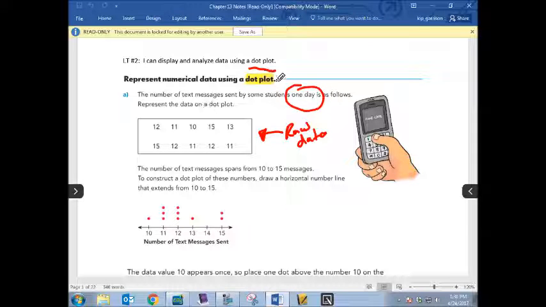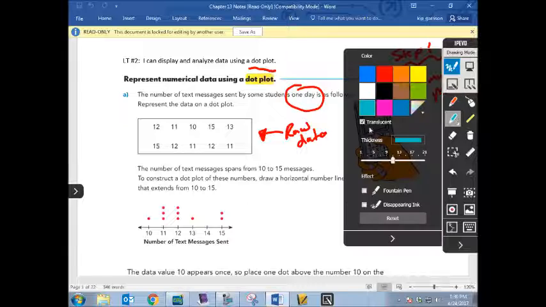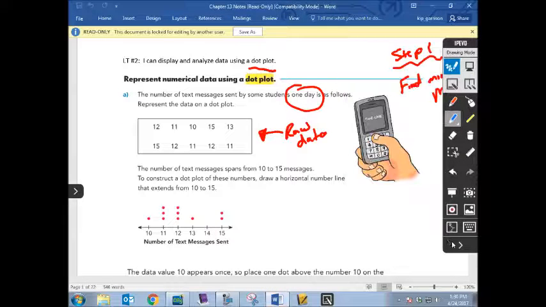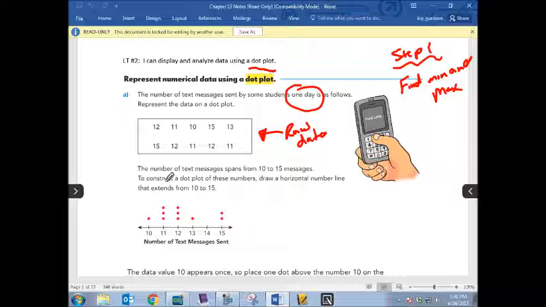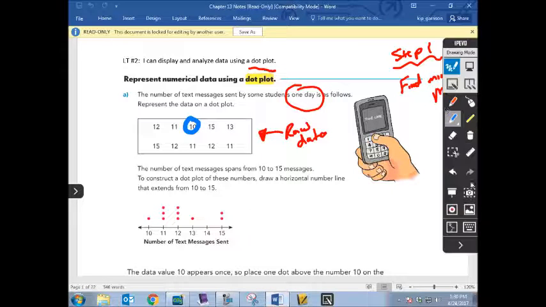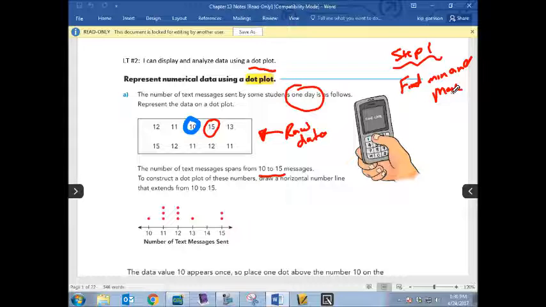Whenever you're about to make a dot plot, step 1, you guys can write this: find minimum and maximum. That's the first thing you have to do whenever you're given a dot plot like this, because you have to have a starting spot. So I go up there and I see that's my minimum right there. I find my maximum right there, and it kind of told me right there also. Remember, the minimum is the smallest number, maximum is the biggest number. And now I know where to start my dot plot.